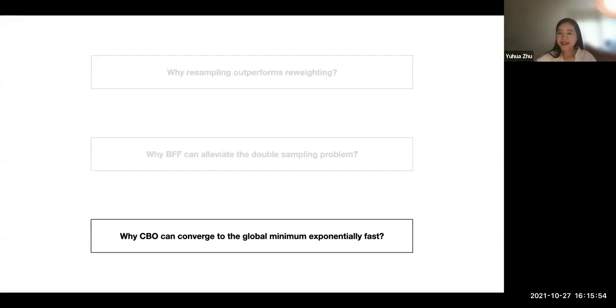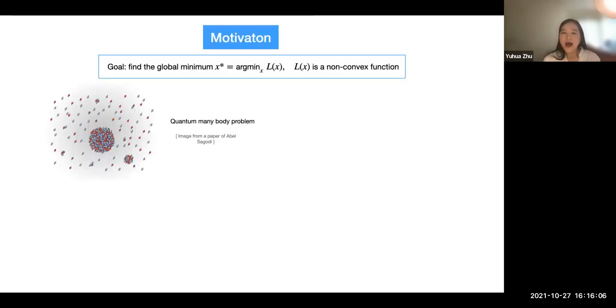So the last project is about a gradient-free method. We use the Fokker-Planck equation to prove why this gradient-free method is guaranteed to converge to the global minimum. First, this is the setting. We want to find the global minimum of a loss function. There are a lot of examples in physics or chemistry where we want to find the global minimum, for example, the ground state of a quantum many-body problem.